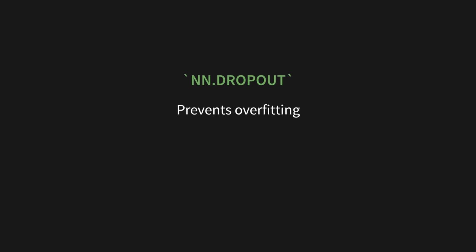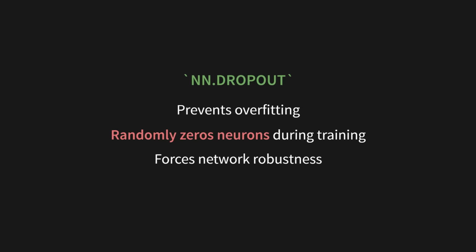And finally, nn.Dropout. This is a brilliant trick to prevent overfitting. During training, it randomly zeroes out some of the neurons. This forces the network to become more robust and not rely on any single neuron. But here's the most important thing. It only happens during training.